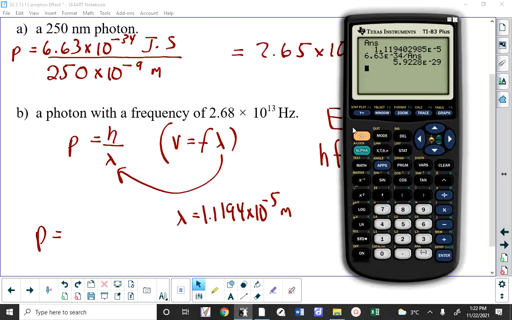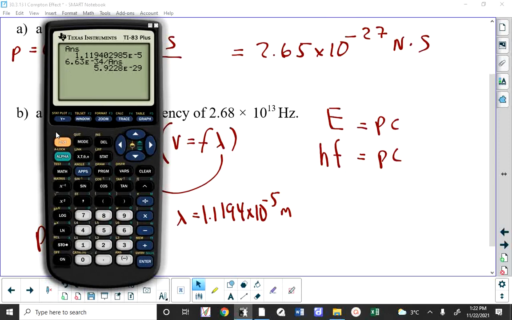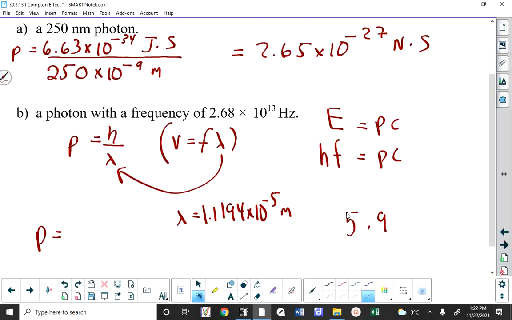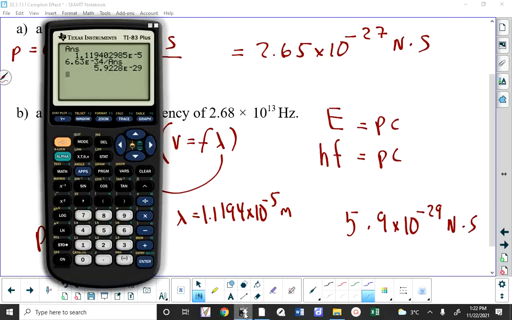Did anybody do it using this idea of finding the energy first? You get the same number, don't you? I hope. So the answer is 5.9 multiplied by 10 to the negative 29 Newton seconds. In keeping with significant figures, I could put 5.92, but I don't really care.